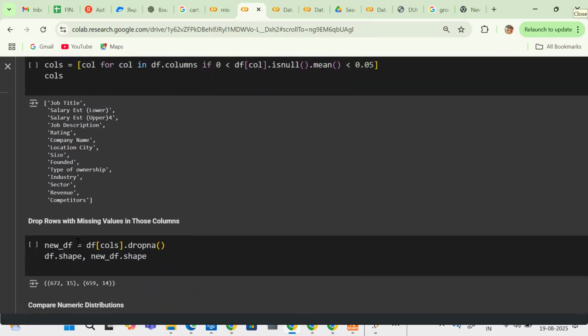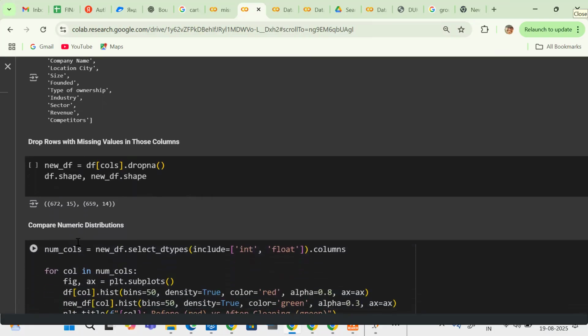Now what we need to do with those columns or rows? We should apply CCA. What does applying CCA mean? It means removing them, removing those rows. If you want to remove them, you can drop them through the dropna command. You can use the dropna command to drop them from your data set. You can see df.shape, and this is the new data frame which dropped the rows.